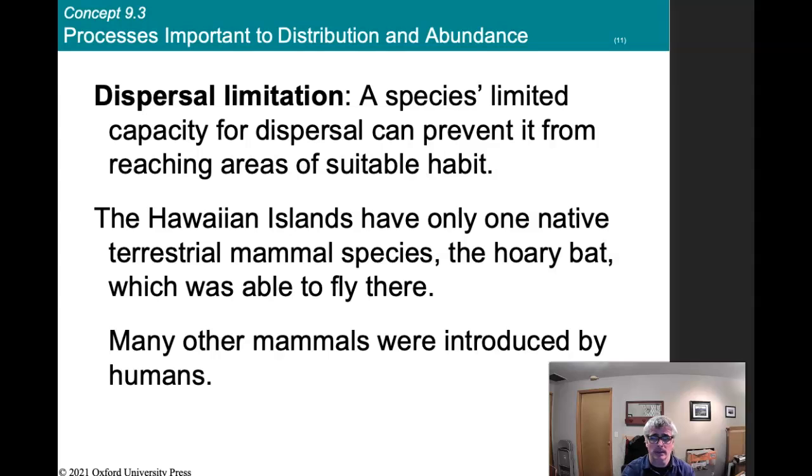Dispersal limitation is the species' limited capacity for dispersal and can prevent it from reaching a suitable habitat. The Hawaiian Islands have only one native terrestrial mammal. It's the hoary bat, which is able to fly there, and all of the other animals were introduced by people. Hawaii is like a hotspot for invasive species.